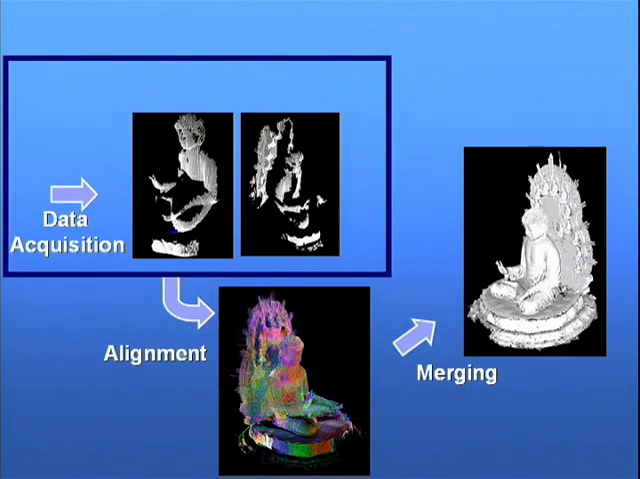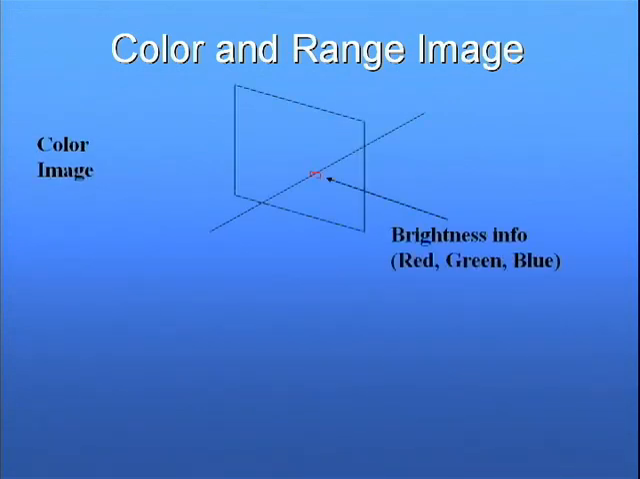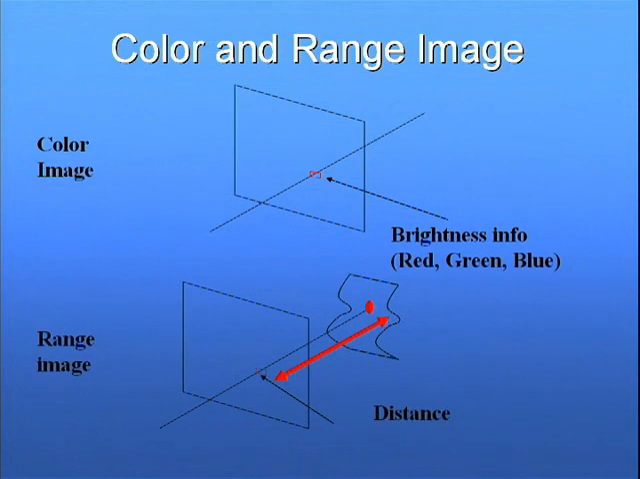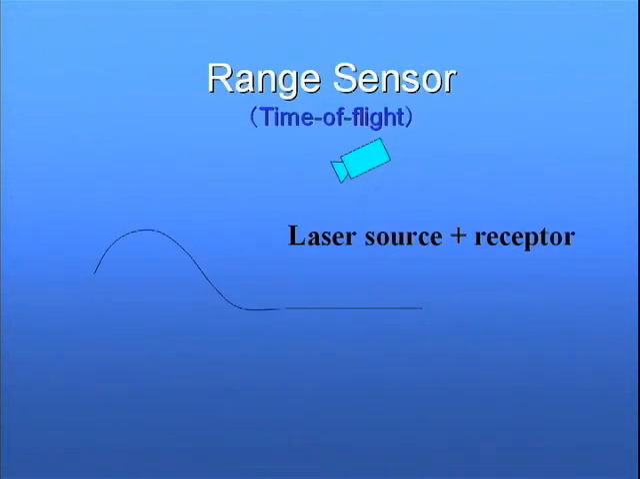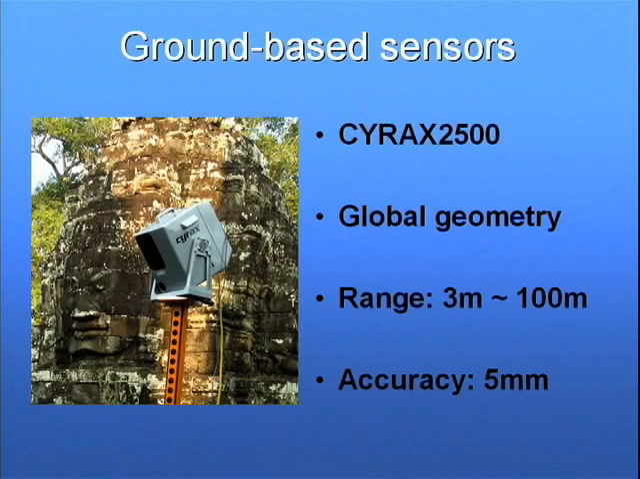First of all, data acquisition. Usually, we obtain color images and range images. As you know, in a color image we store a red, green, blue value at each pixel, while in a range image, we store the distance from this particular pixel to a physical point. To obtain a range image, usually we can use laser range sensors, projecting laser light to the object and then measuring the flight time. From this flight time, we can determine distance.